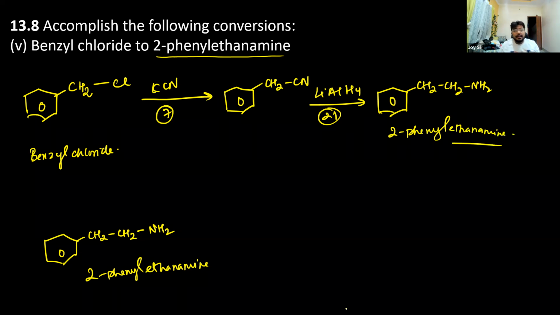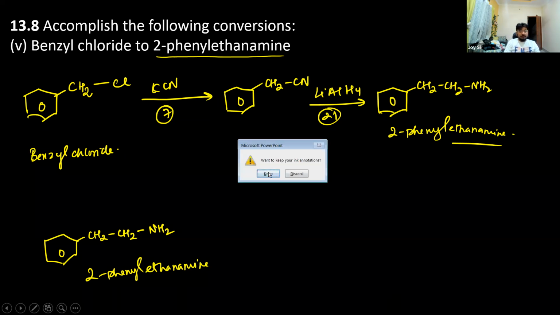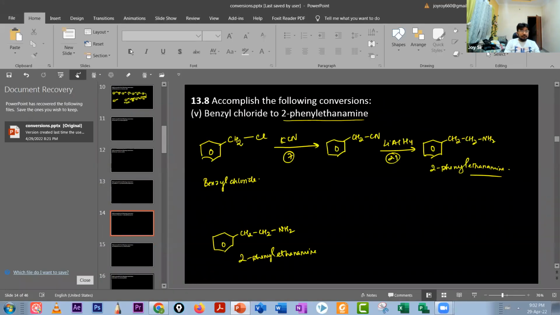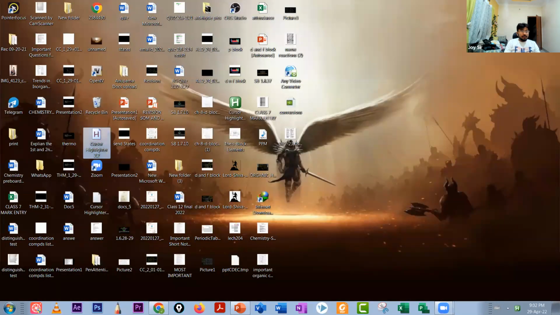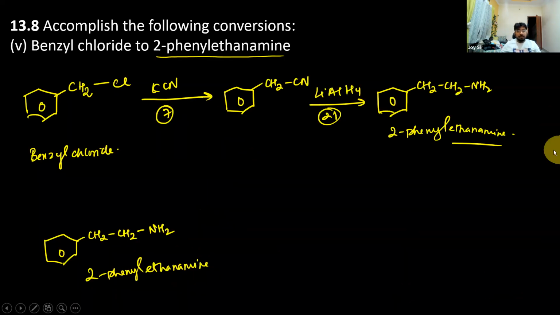Okay, fine. So from benzyl chloride we directly made 2-phenylethanamine. This is the way. This is how we do it. Next.